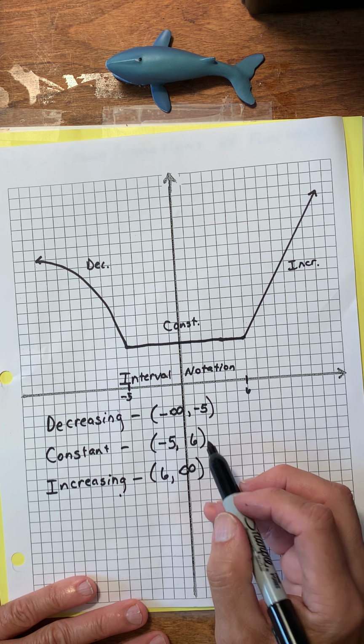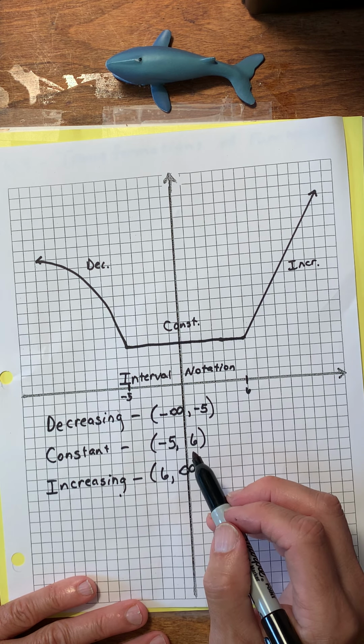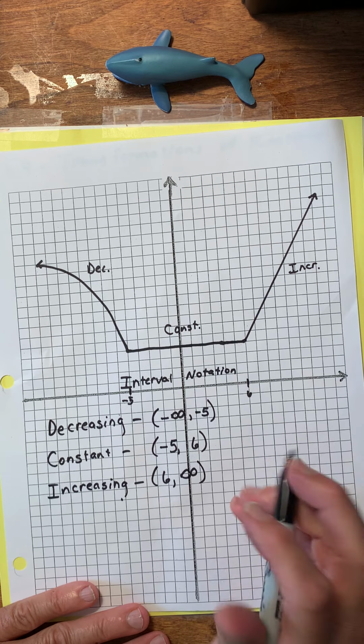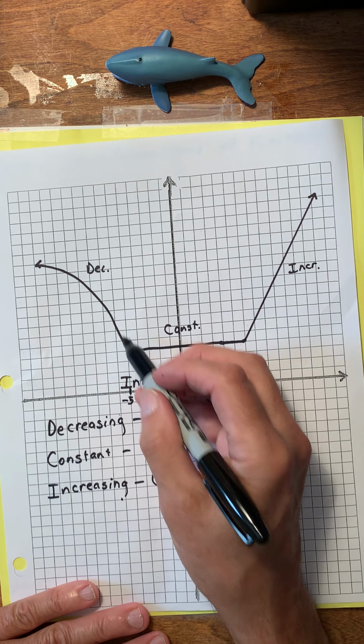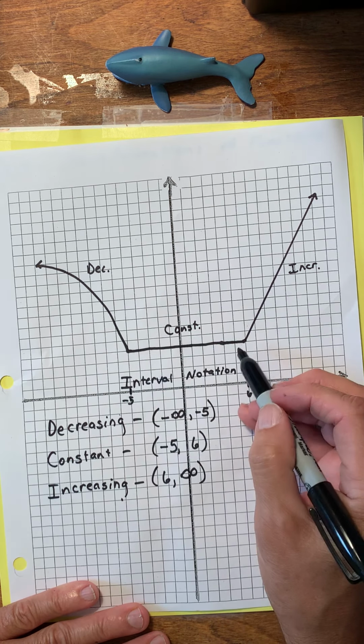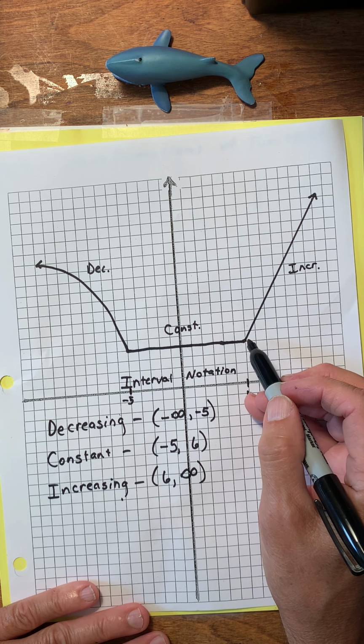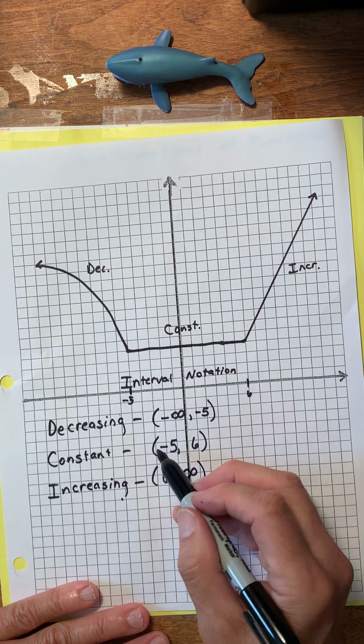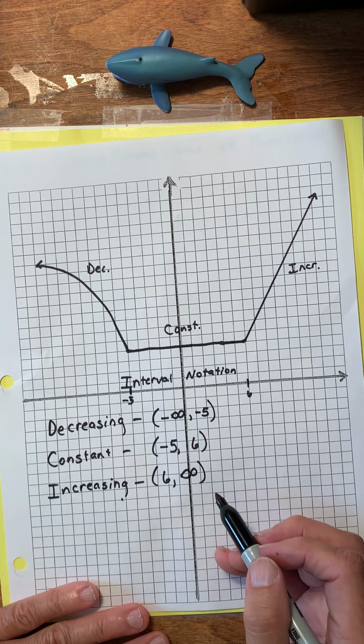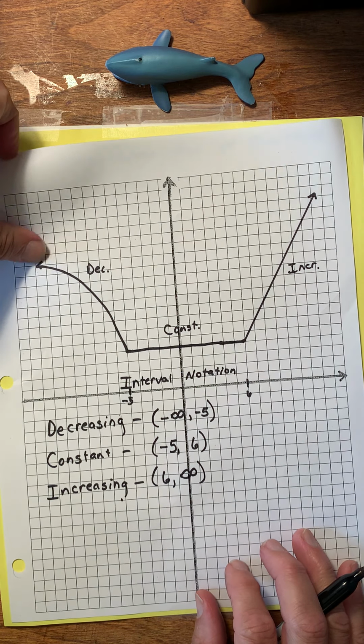So keep that in mind. Don't use brackets here. You're going to be using parentheses. If you've got a turning point, it's not in either of the two sections. It is simply a turning point and is not included in either of the sections.